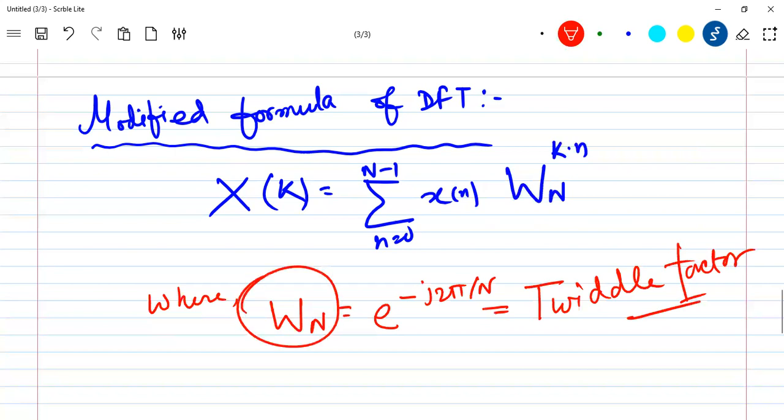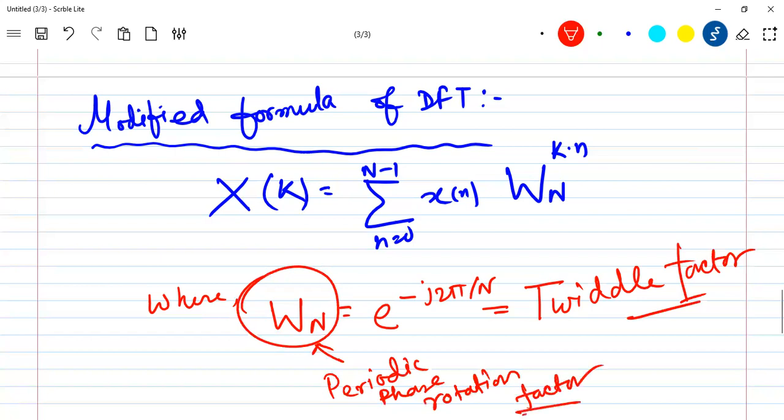And this W_N is also called, just remember the term, the periodic phase rotation factor. Periodic phase rotation factor. Remember the point, what I am telling.